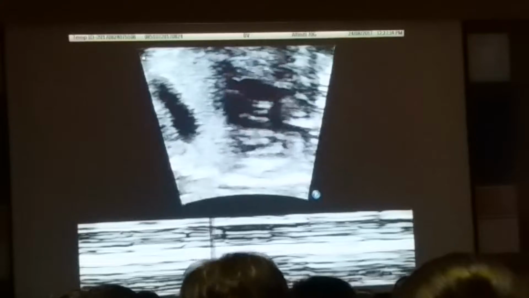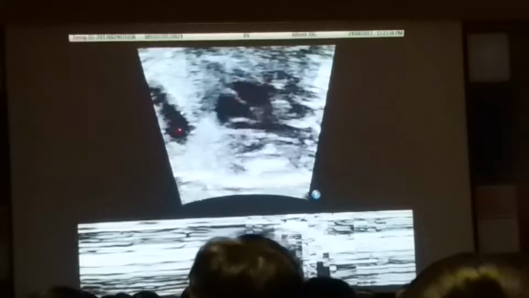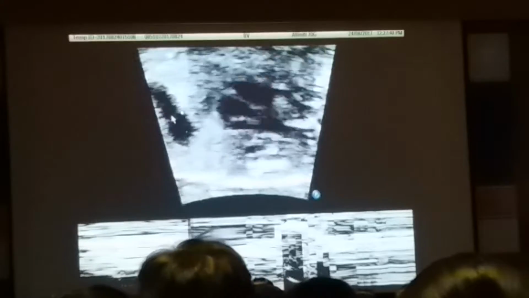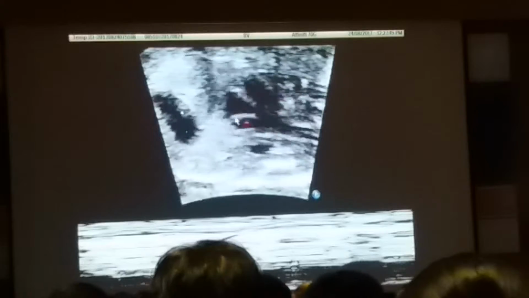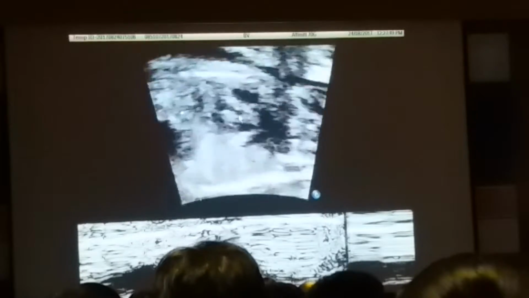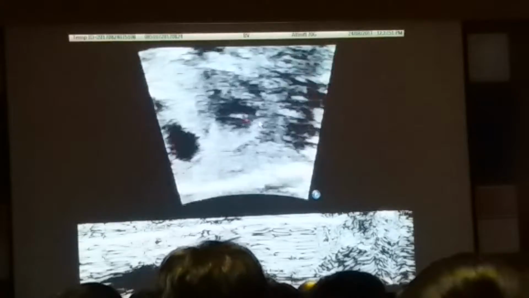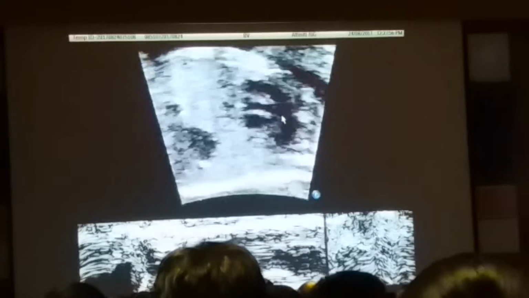But you can see in addition to this, here's the stomach. Here's the mitral valve. The mitral valve is in fibrous continuity with the aorta. Okay. And then there's the ductus arch.